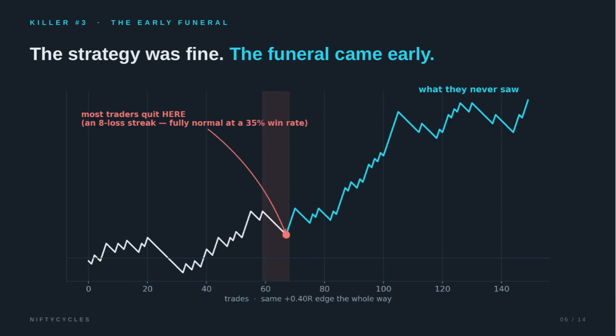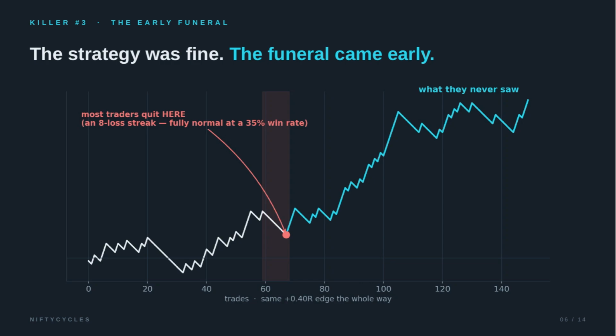Killer number 3 doesn't touch the strategy. It goes after you. Remember our benchmark system, 35% win rate, 3-to-1 winners, a genuine plus 0.4 R edge. Here's what the math guarantees. In your first 100 trades, the chance of hitting an 8-loss streak is about 95%. 95%. The streak isn't a malfunction. It's on the schedule.